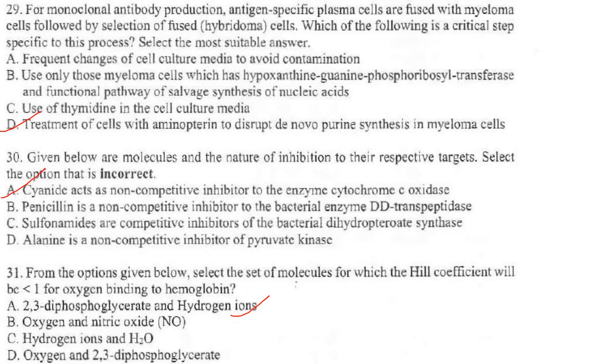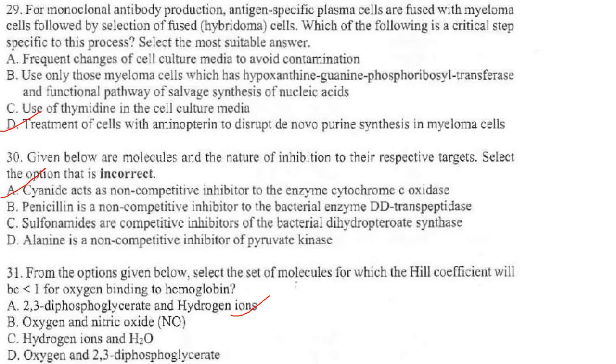Then for monoclonal antibody production, antigen specific plasma cells are fused to myeloma cells followed by selection of fused hybridoma cells. Which of the following is a critical step specific to this process? Select the most suitable answer. Now, plasma cells plus myeloma cells on fusion, you will get hybridoma cells. These myeloma cells lack HGPRT, an enzyme that allows the cell to grow in the HAT medium.